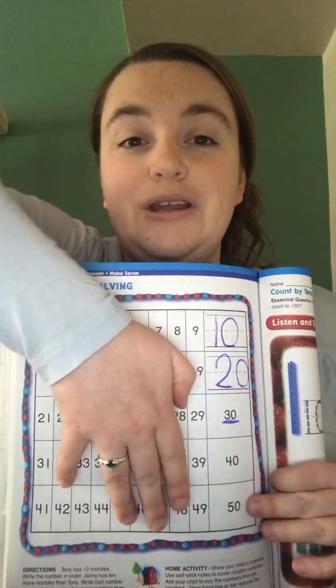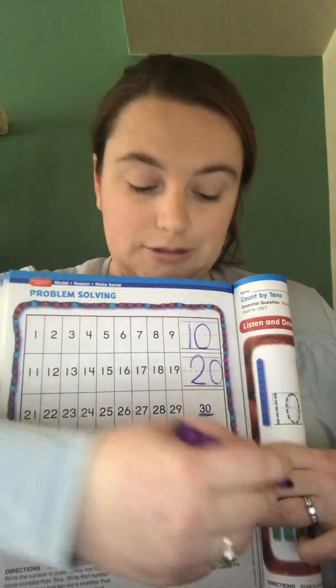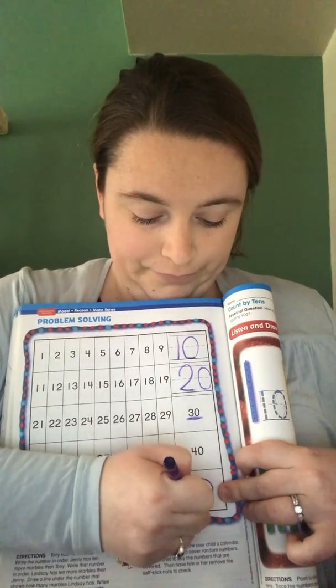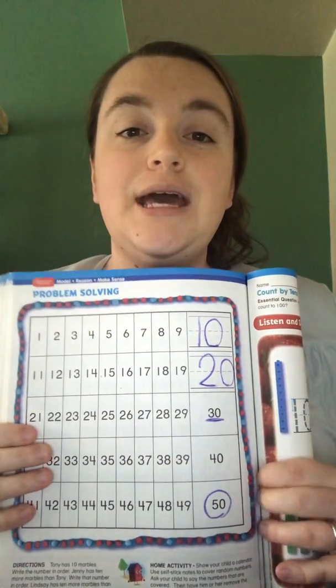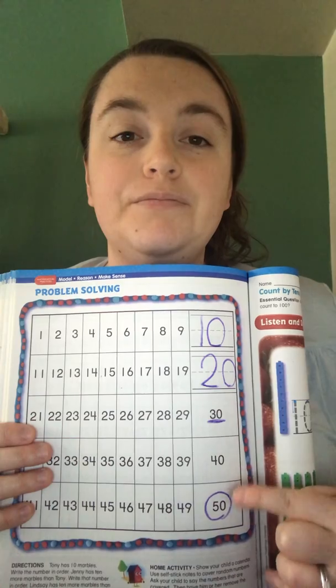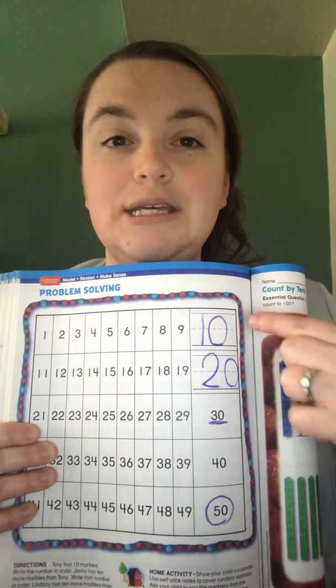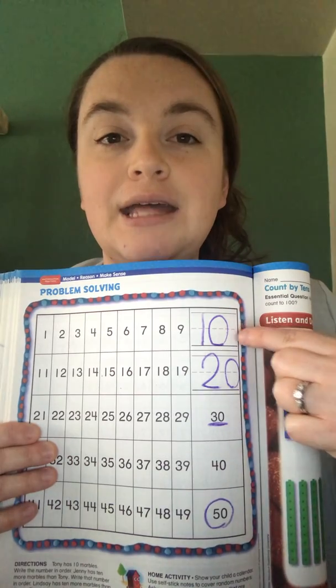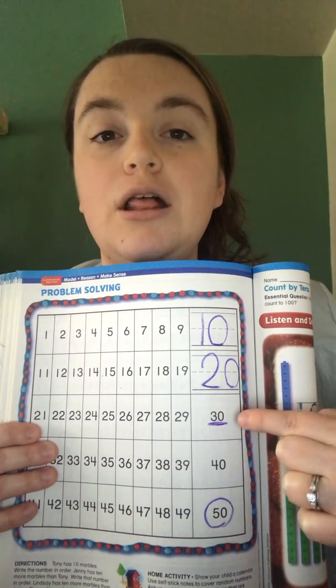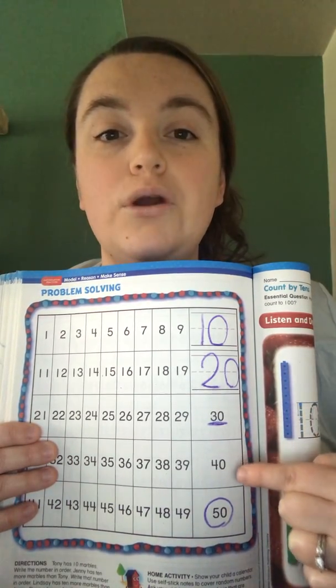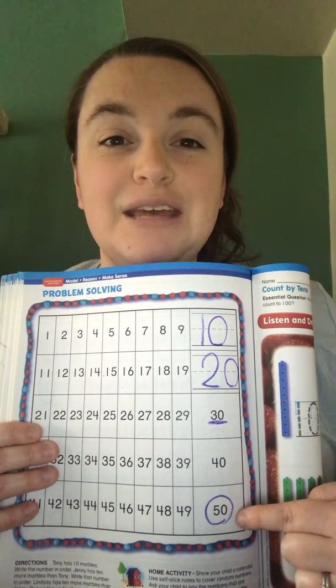50. Very good. Circle the number 50 because when we count by tens, 50 comes after 40. And let's count this together one more time. 10, 20, 30, 40, 50.